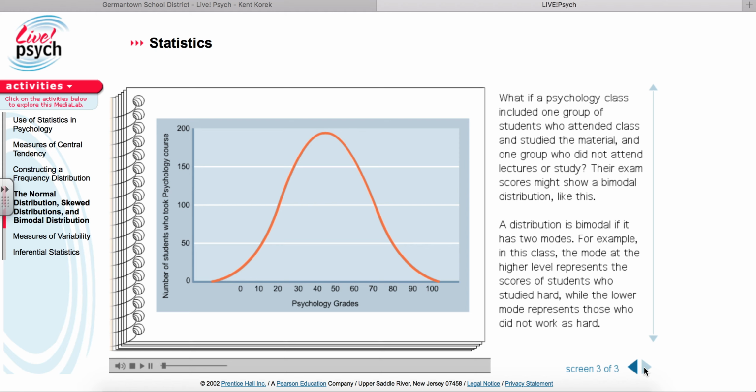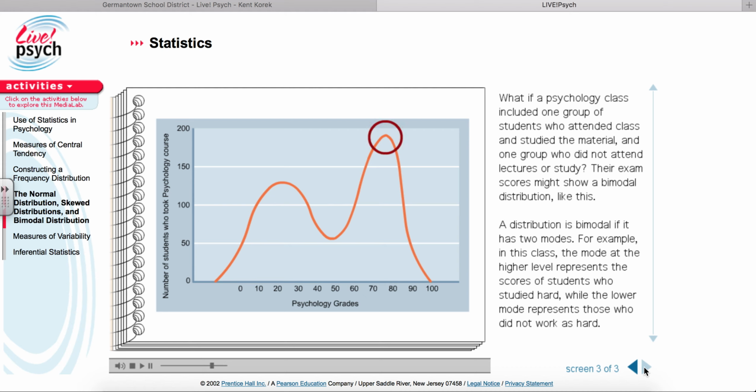What if a psychology class included one group of students who attended class and studied the material, and one group who did not attend lectures or study? Their exam scores might show a bimodal distribution, like this. A distribution is bimodal if it has two modes. For example, in this class, the mode at the higher level represents the scores of students who studied hard, while the lower mode represents those who did not work as hard.